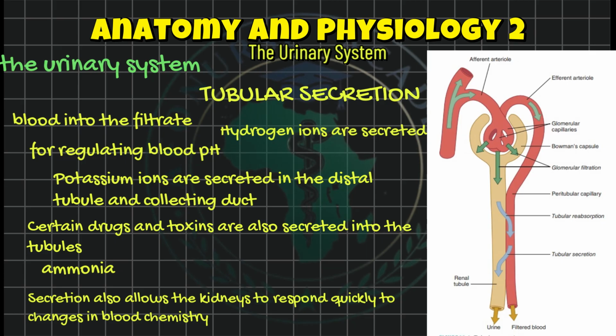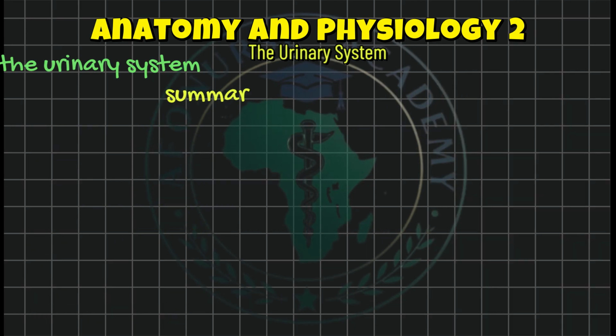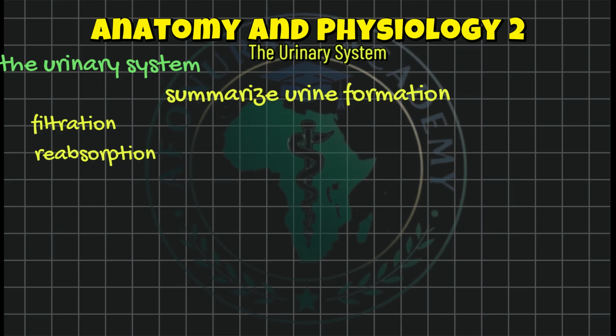For example, if your blood becomes too acidic, the tubules can secrete more hydrogen ions to remove that excess acid. If you eat a meal high in potassium, the tubules can secrete more potassium into the urine to prevent blood potassium from getting too high. So, to summarize urine formation, filtration removes water and small solutes from blood, reabsorption reclaims the good stuff you want to keep, and secretion adds additional waste and excess substances. The end result is urine, a solution that contains waste products and excess substances your body needs to eliminate.